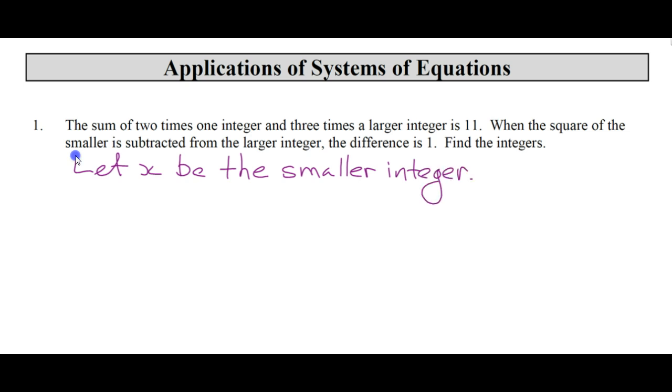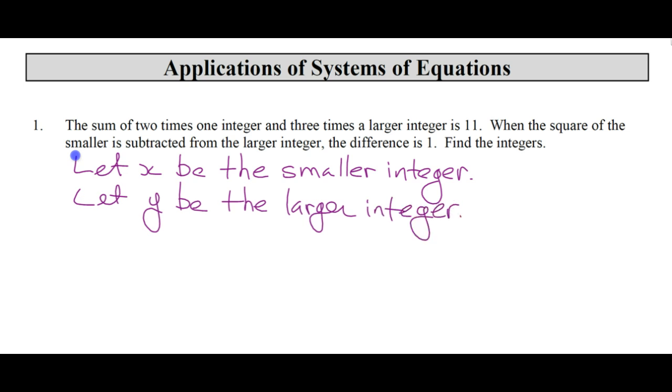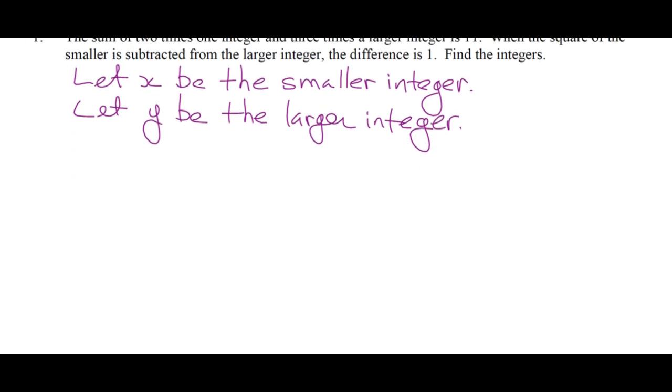Before I can do anything with the relationship between the smaller and the larger, I need to have a smaller integer. And what else are we going to say? Let y be the larger integer. Now you don't have to use x and y. You could use L and W, but that really implies length and width. It'd be sort of silly, but it wouldn't be wrong. You could use P and Q, but you can use any letters you want.